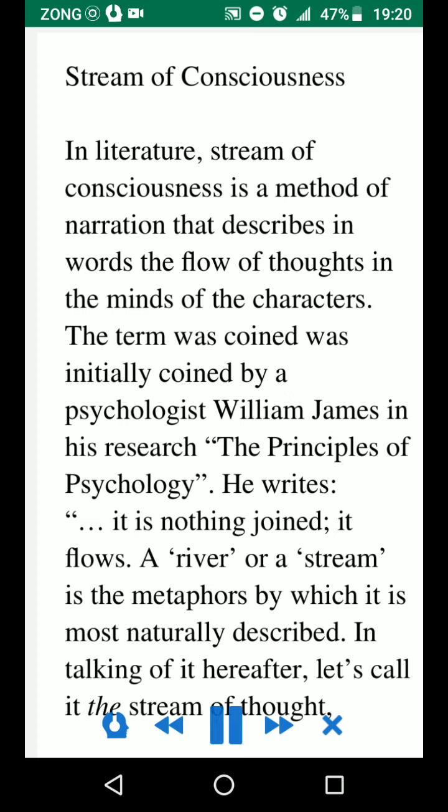Stream of consciousness in literature. Stream of consciousness is a method of narration that describes in words the flow of thoughts in the minds of the characters. The term was initially coined by a psychologist, William James, in his research The Principles of Psychology.